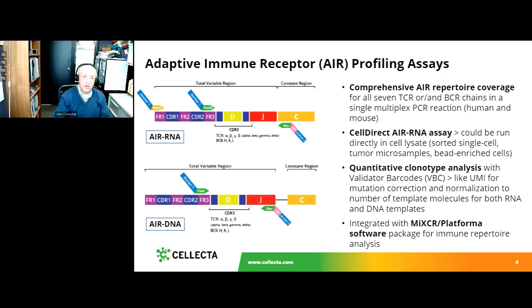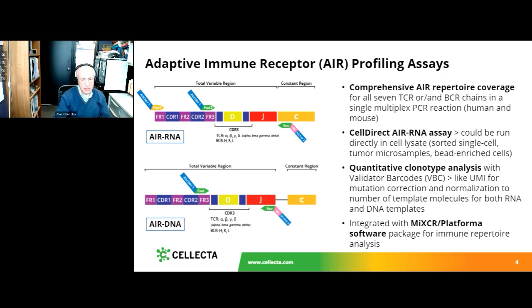What's great in this technology is that you can not only use RNA or DNA as starting material, you can directly use cell lysate in order to amplify all these molecules. Quantitative analysis is facilitated by using a validator barcode. And the validator barcode is a similar concept to a universal unique molecule identifier, which allows you to correct for the number of different mutations introduced in the PCR or next generation sequencing step.